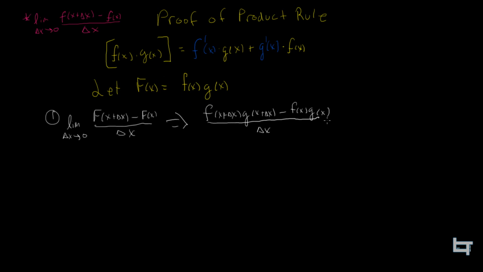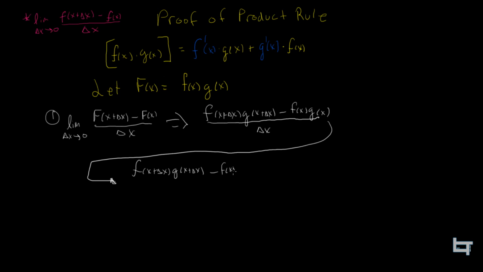Once this is done, we have to do something to manipulate the equation in order for this to work out, and you're going to see it in a bit. I'm copying everything from the top, hence the arrow, and this is the manipulation I'm going to do: I'm going to add f of x plus delta x times g of x, and also subtract the same thing, f of x plus delta x times g of x.